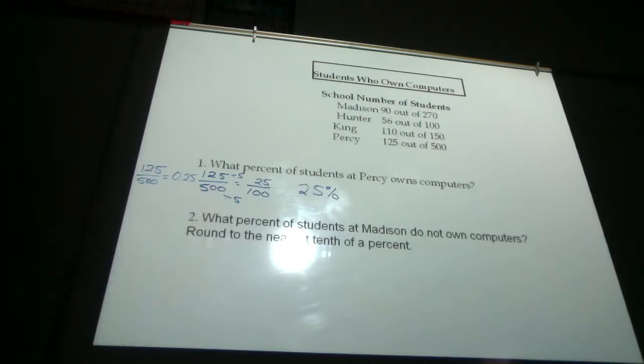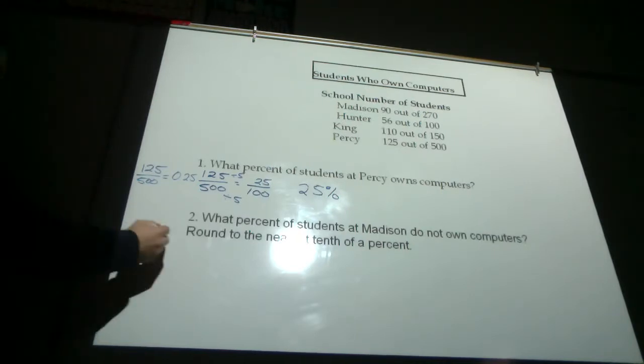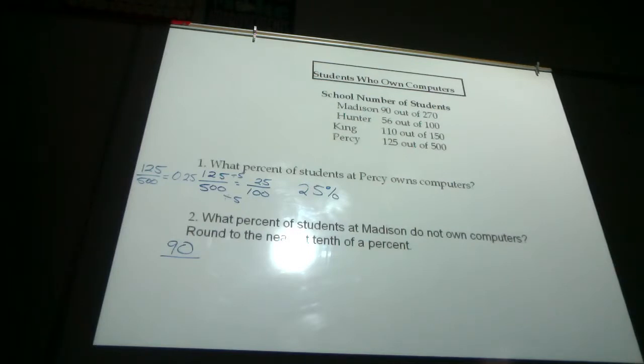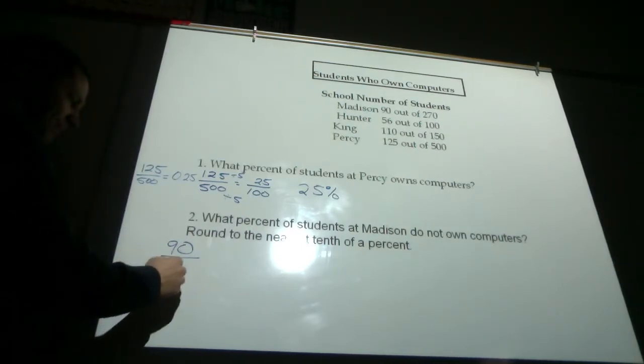Okay? What percent of students at Madison do not own computers? How many students in Madison own a computer? 90. 90 own. How many total students are there? 270.